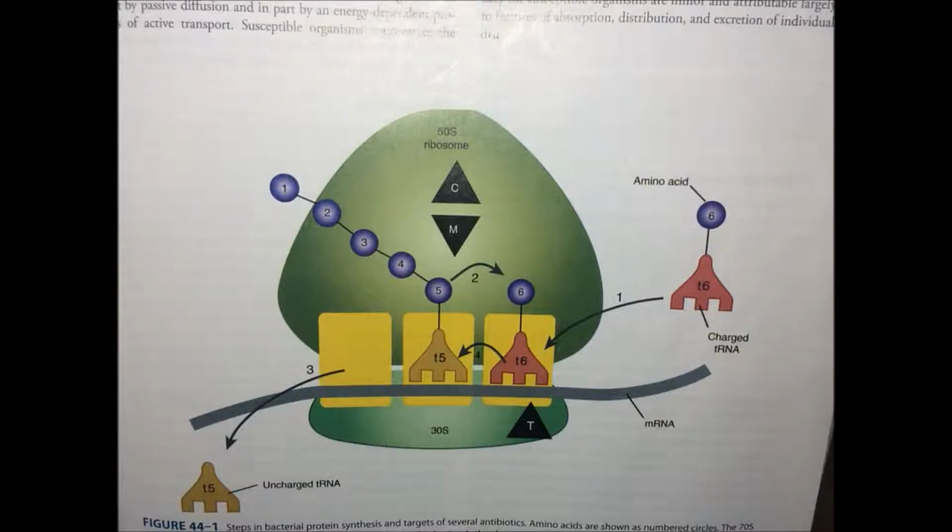Steps in bacterial protein synthesis and targets of several antibiotics. Amino acids are shown as numbered circles. The 70S ribosomal RNA complex is shown with its 50S and 30S subunits.